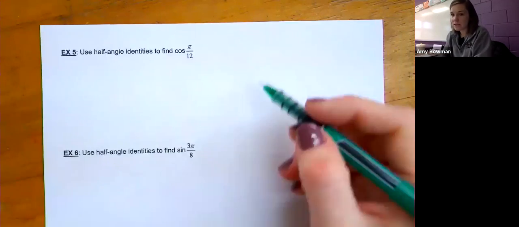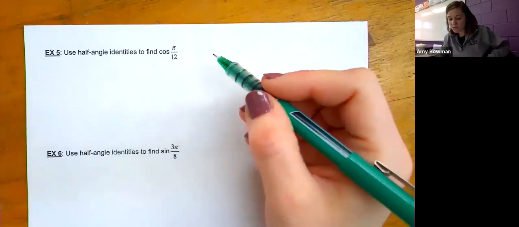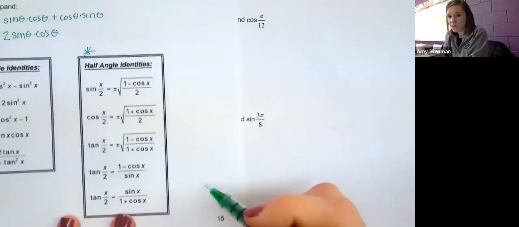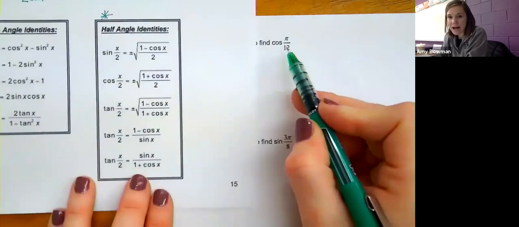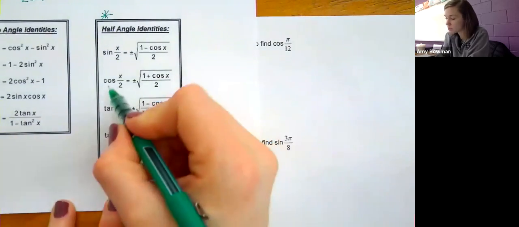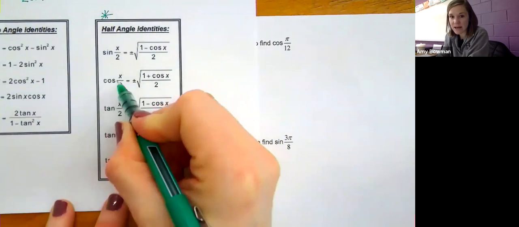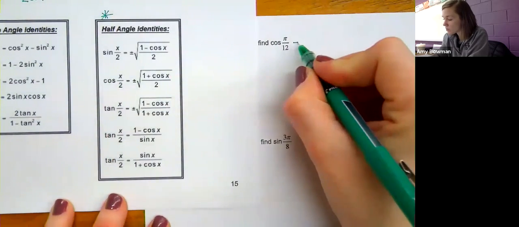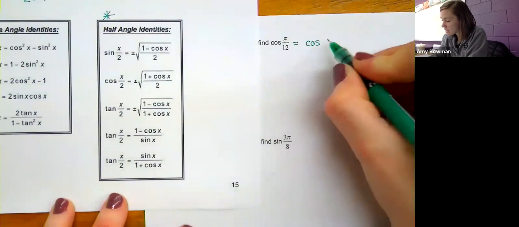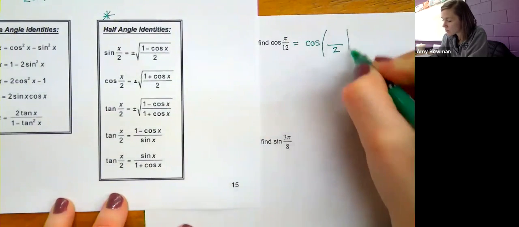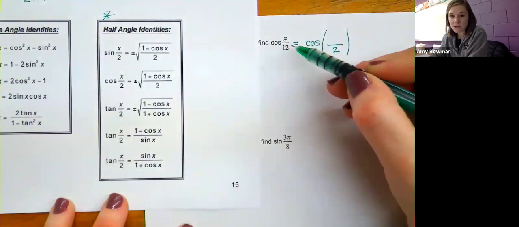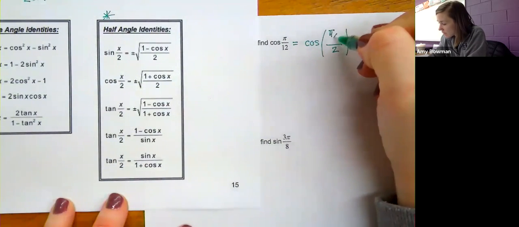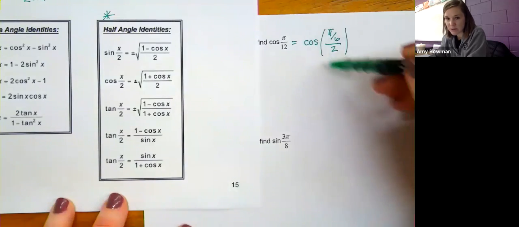Okay, use the half angle identities to find cosine of pi over 12. In order to use the half angle identity, you need to figure out what pi over 12 is half of. So I'm looking for cosine of pi over 12. I'm going to be using this formula, cosine of x over 2. I need to figure out what pi over 12 is half of and rewrite it like that. So I want to write this as some unit circle value that I know being divided by 2. So pi over 12 is half of pi over 6.